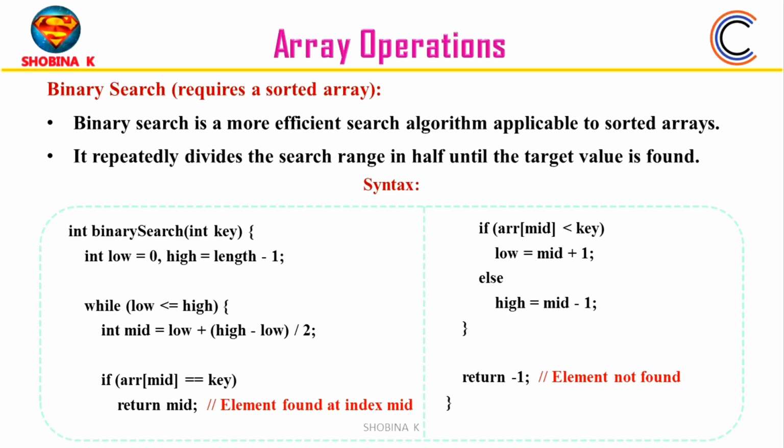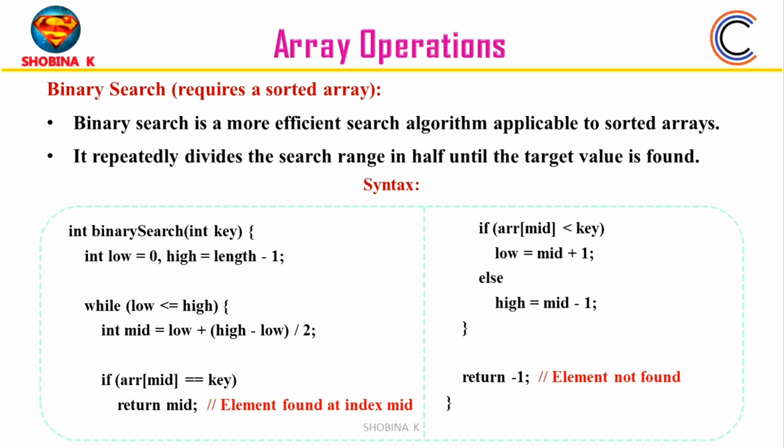if (arr[mid] == key) return mid. These lines check if the key is equal to the middle element. If so, it will return the index where the element is found. if (arr[mid] < key) low = mid + 1. These lines check if the key is greater than the middle element and update the search range to the right half. else high = mid - 1. This line checks if the key is less than the middle element and updates the search range to the left half.